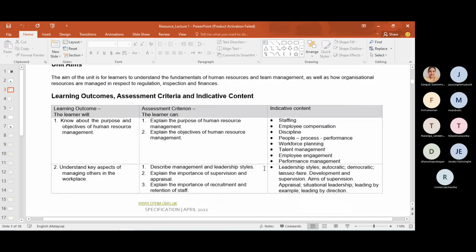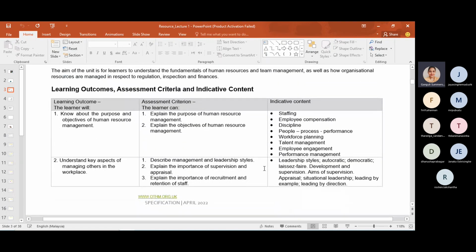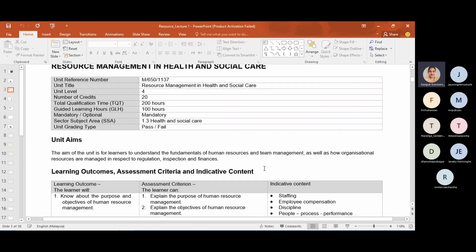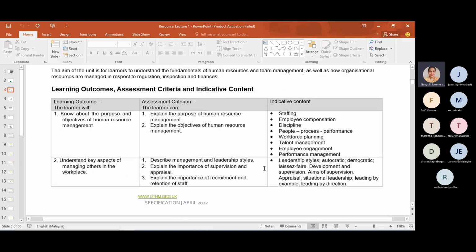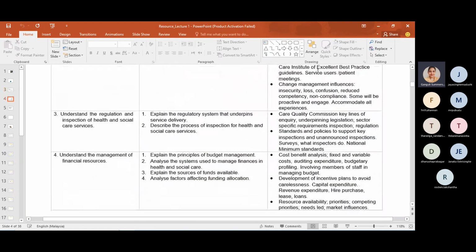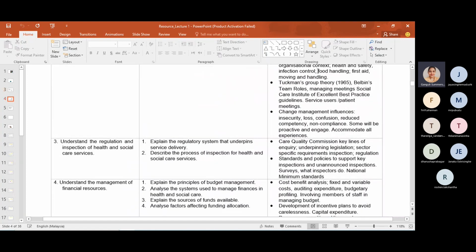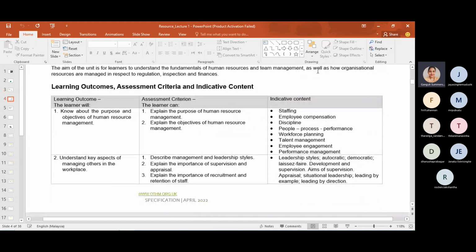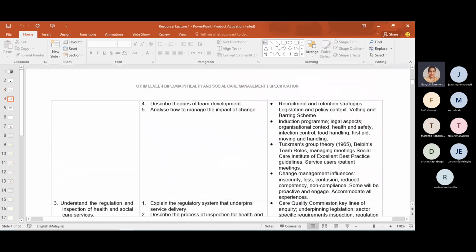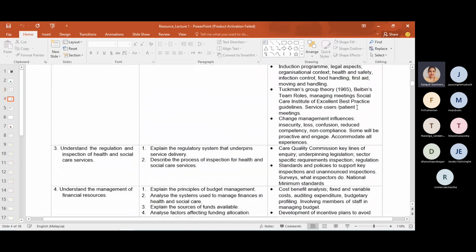The outline of the subject is the same, guys. As you can see, for the communication module we had 4 learning outcomes, and for this resource management module we also have 4 learning outcomes. For communication we had 1 assignment, and for this one also we have one assignment. For the communication module it was a written assignment, and for this one also we have a written assignment.